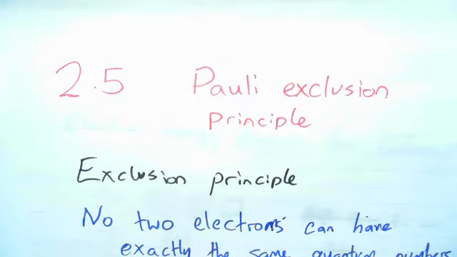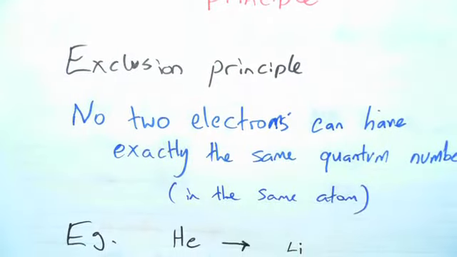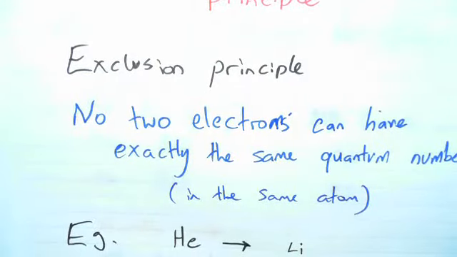So this is part 2.5, which is going to be about the Pauli exclusion principle and also energy diagrams and Hund's rule. So we were talking about quantum numbers before, n, l, m_l, m_s, which are the numbers that describe what configuration each electron is in. The exclusion principle, or Pauli exclusion principle, named after Pauli, a famous physicist who worked in quantum theory, is pretty simple. No two electrons can have exactly the same quantum numbers in the same atom.